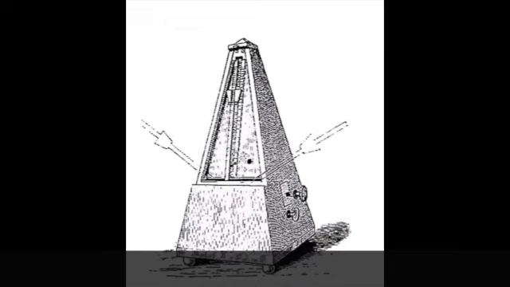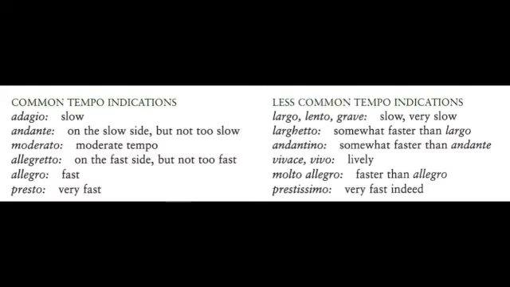Like the indications for dynamics, the conventional terms for tempo are in Italian. Here we see common tempo markings and their English translation. Adagio, meaning slow. Andante, on the slow side. Moderato, a moderate tempo. Allegretto, on the fast side. Allegro, fast. Presto, very fast.